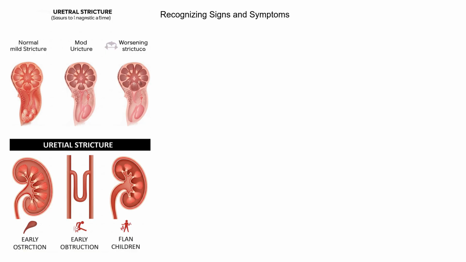Many individuals with mild strictures may be asymptomatic initially. However, as the obstruction worsens, symptoms may develop. These can include flank pain, which is pain in the side or back, recurrent urinary tract infections, painful urination, blood in the urine, known as hematuria, frequent urination, and in severe cases, kidney failure. In children, symptoms might be less specific, such as irritability, poor feeding, or failure to thrive.